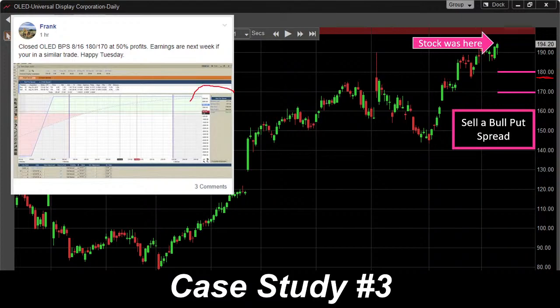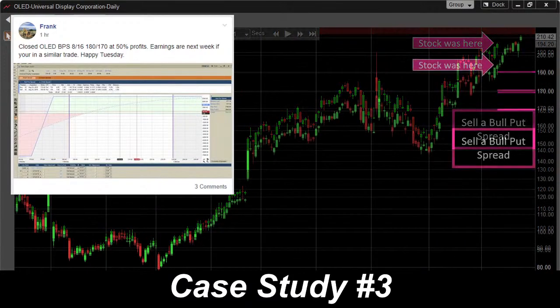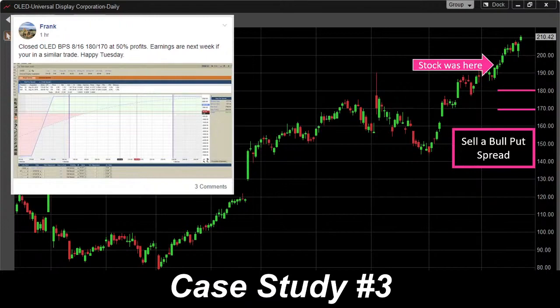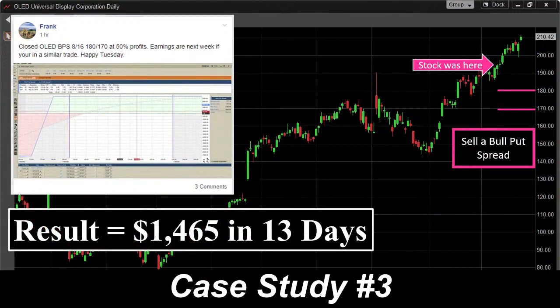Now, I know you can't see what Frank posted in our private Facebook group, but I zoomed in on my computer to see what he wrote because the stock went in our favor, and that's usually going to result in profits pretty quickly when the stock goes in your favor. He made $1,465 in that 2-week time frame. The stock went from 194 to 210. He made $1,465 in that time frame, and he had all this wiggle room to be wrong.